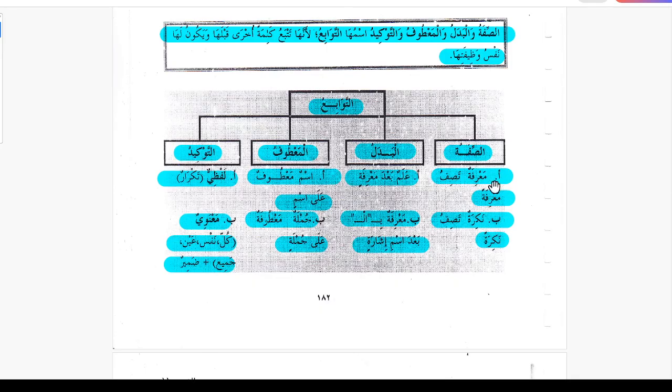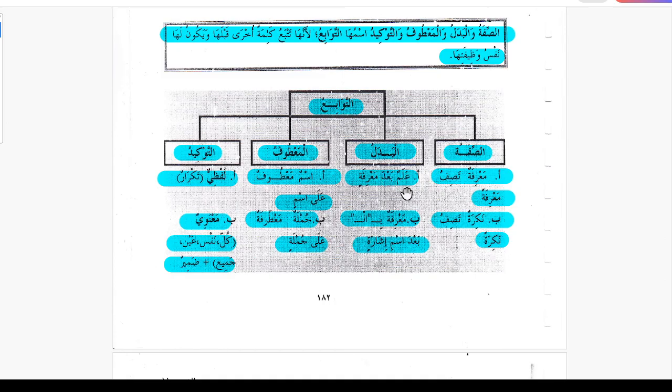Sifa: if the masuf is marifa, the sifa is marifa. If it's nakira, it is nakira. If it is masculine, feminine, so sifa follows in the gender status. Whether it is rafa, nasab, jar, whatever it is, sifa is going to follow all those properties.